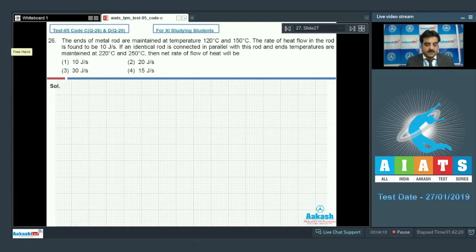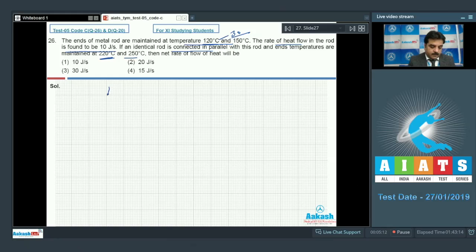In question number 26, the ends of a metal rod are maintained at a temperature difference of 120 and 150. So the difference is 30. The rate of heat flow in the rod is found to be 10 joule per second. If an identical rod is connected in parallel with this rod and the end temperatures are maintained at 220 and 250, you can see the temperature difference is again 30, and the net rate of flow of heat will be?